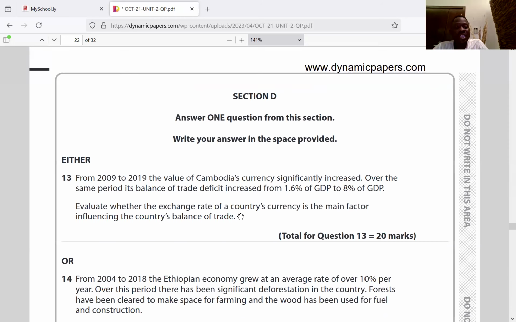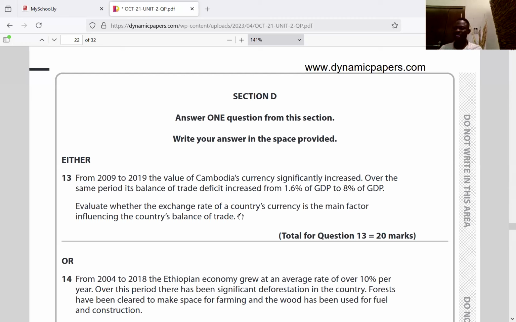So from 2009 to 2019, the value of Cambodia's currency significantly increased. That means there's a rise in the exchange rate of Cambodia's currency. Over the same period, its balance of trade deficit increased by 1.6% of GDP to 8.8% of GDP. So here, because there's an increase in exchange rate, it would have meant that Cambodia's exports have reduced over time and its imports have increased over time. So those are the two factors we need to talk about.